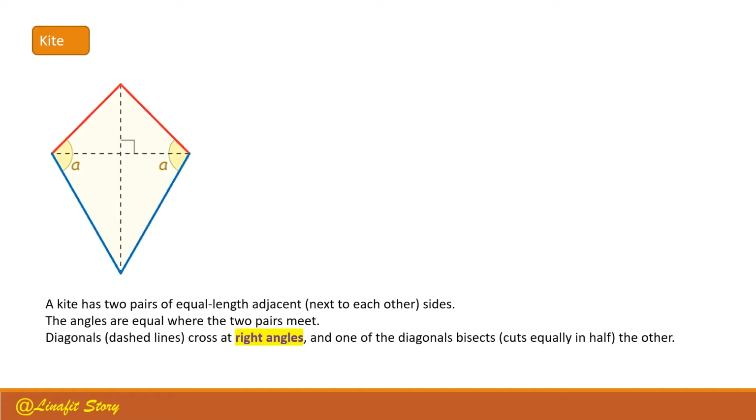A kite is a flat shape with straight sides. A kite has two pairs of equal length adjacent, or next to each other, sides. The angles are equal where the two pairs meet. The diagonals, or the dashed lines, cross at right angles. So this is 90 degrees, 90 degrees, 90 degrees. This is also 90 degrees. And one of the diagonals bisects, or cuts equally in half, the other.